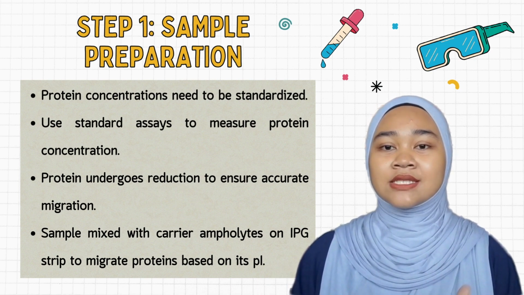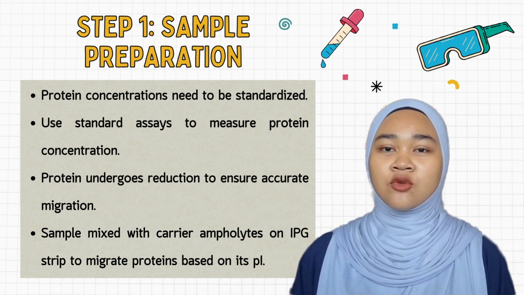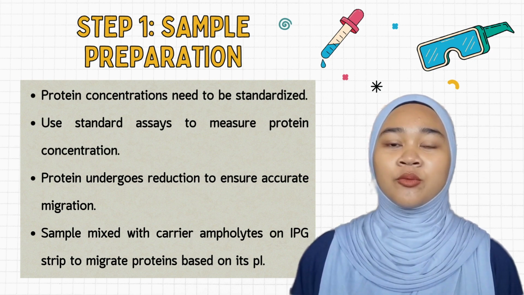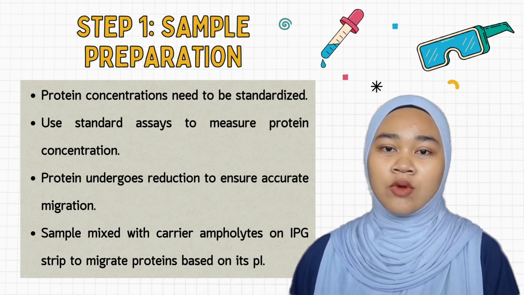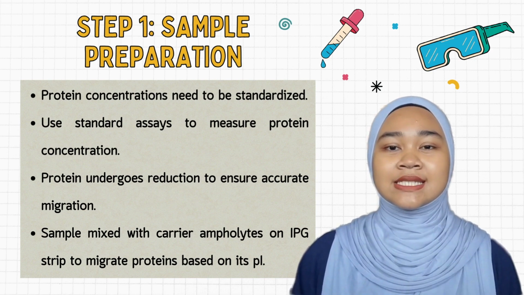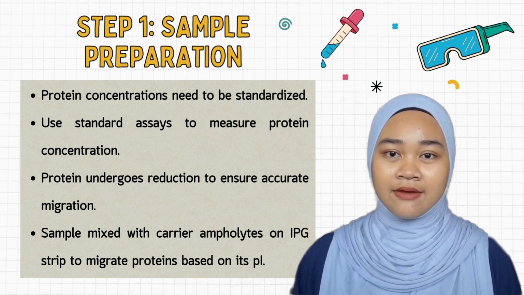where this step makes sure that proteins are in a linear form, which is necessary for accurate migration during the IEF. Then, the sample will be mixed with the carrier ampholytes that are already on the immobilized pH gradient strip, or IPG strip, to assist proteins in migrating to their specific isoelectric points, or pI, during the IEF.